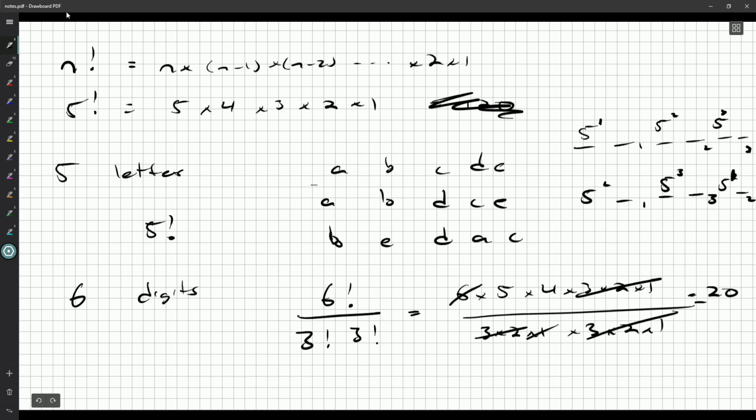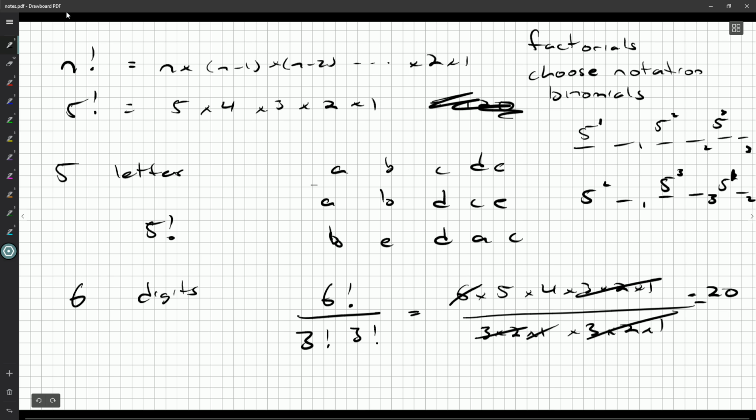I'll leave it to you if you've never seen factorials. Choose notation is another way to write some of this stuff, or binomials. This is similar to multinomials that I mentioned earlier. But this is how you would get 20. There are 20 ways to choose where your 5s go and therefore where the 3 other numbers go. All right, so we've got that. We've got 20 ways to pick where the 5s go.